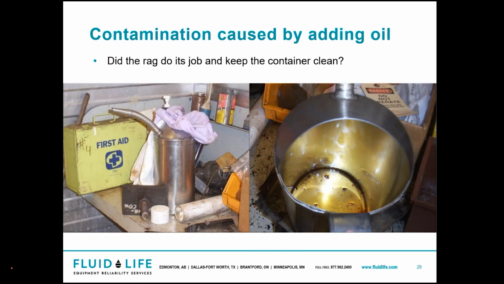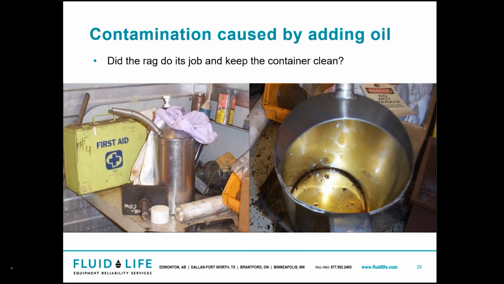This one here is kind of an interesting head scratcher. So, the oil transfer can here, the technician claimed that he sealed the can with a rag, and it was a bit of a logical statement. As you can see, I removed the rag. You see all the chunks of dirt in the bottom.